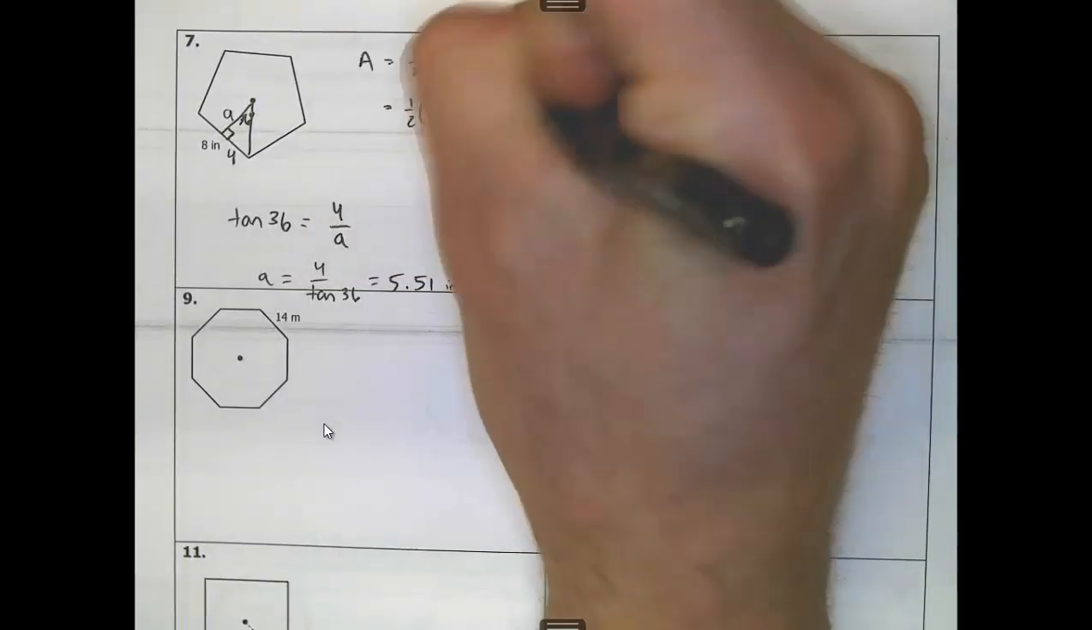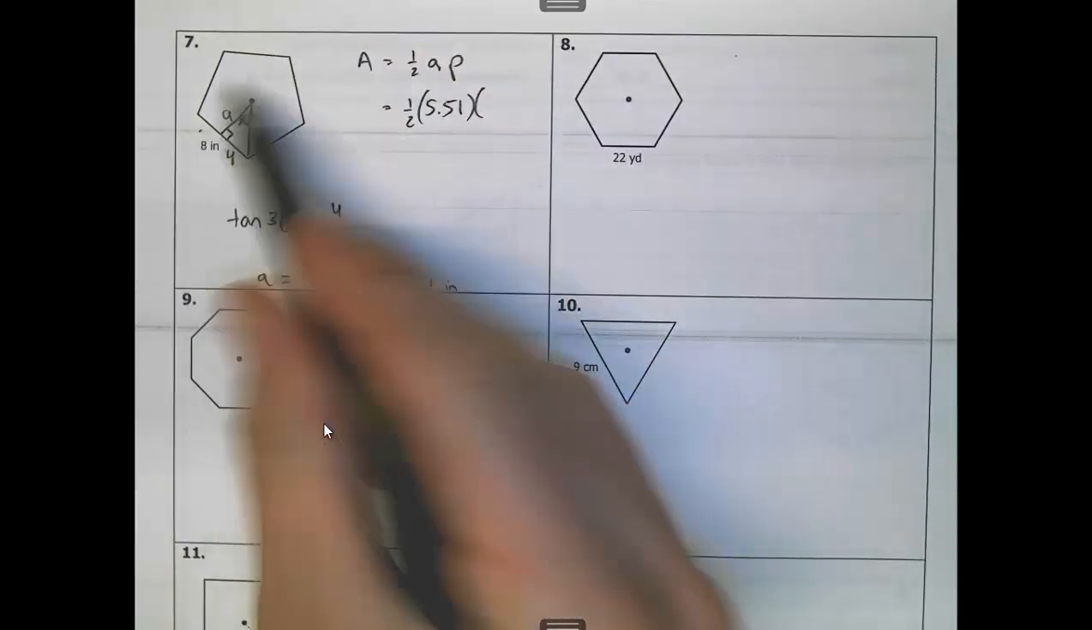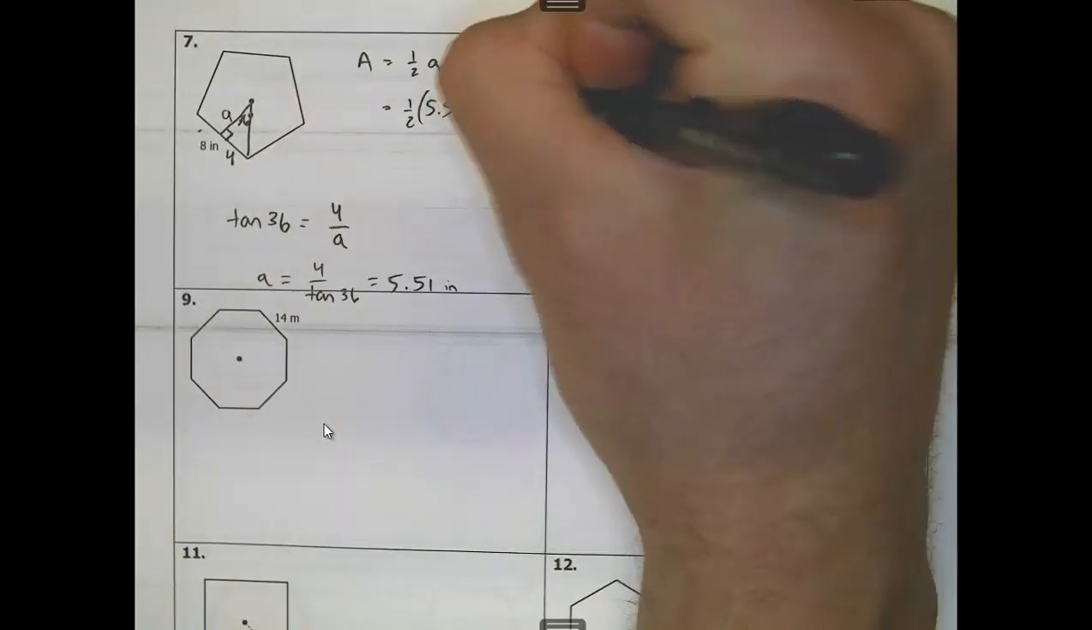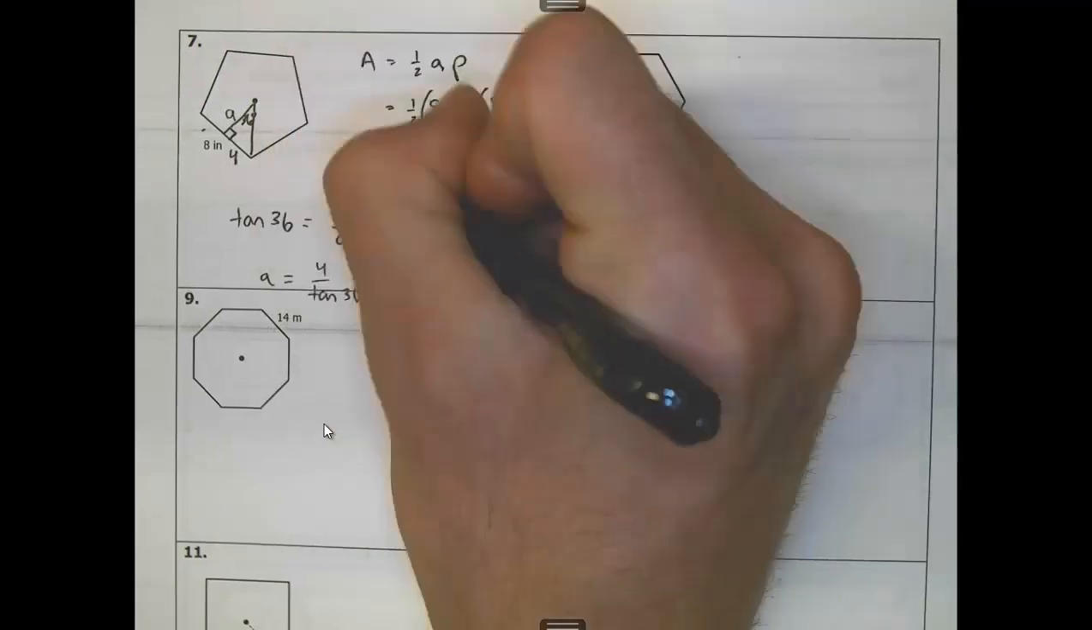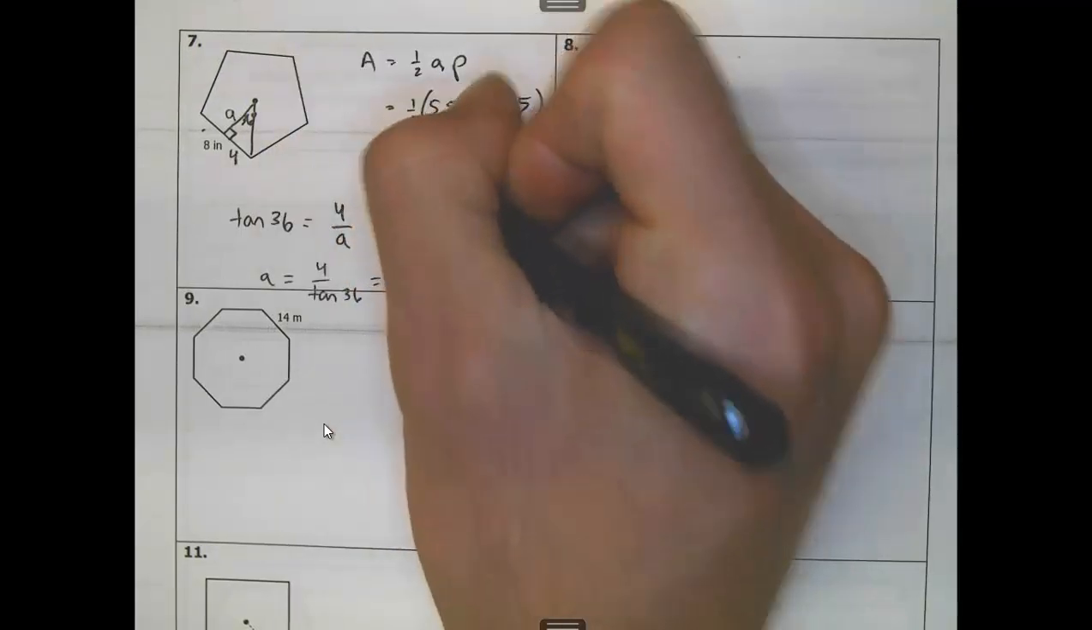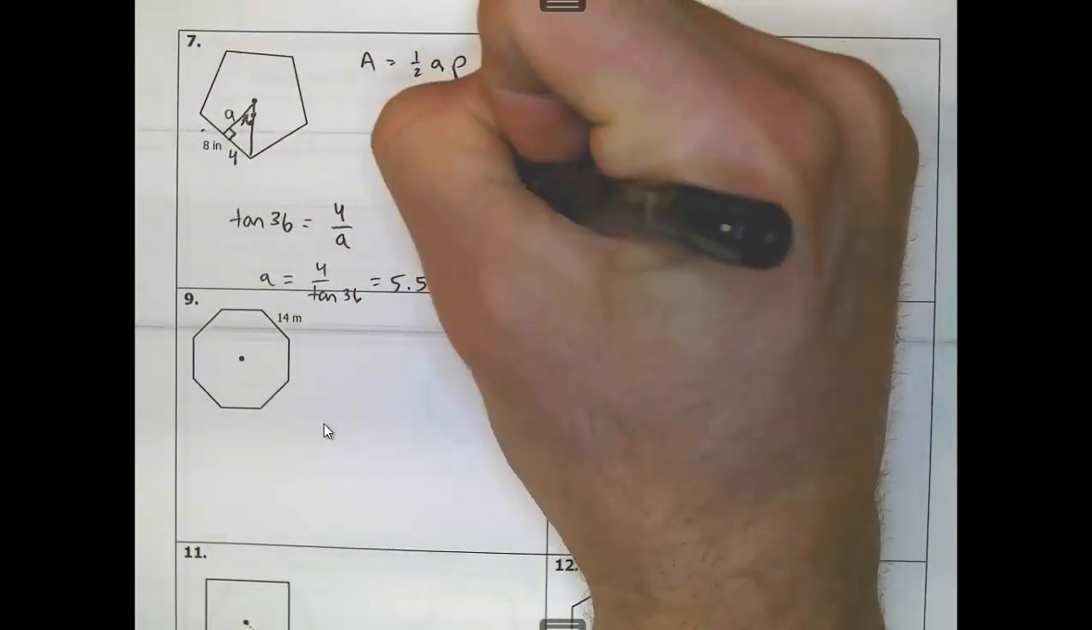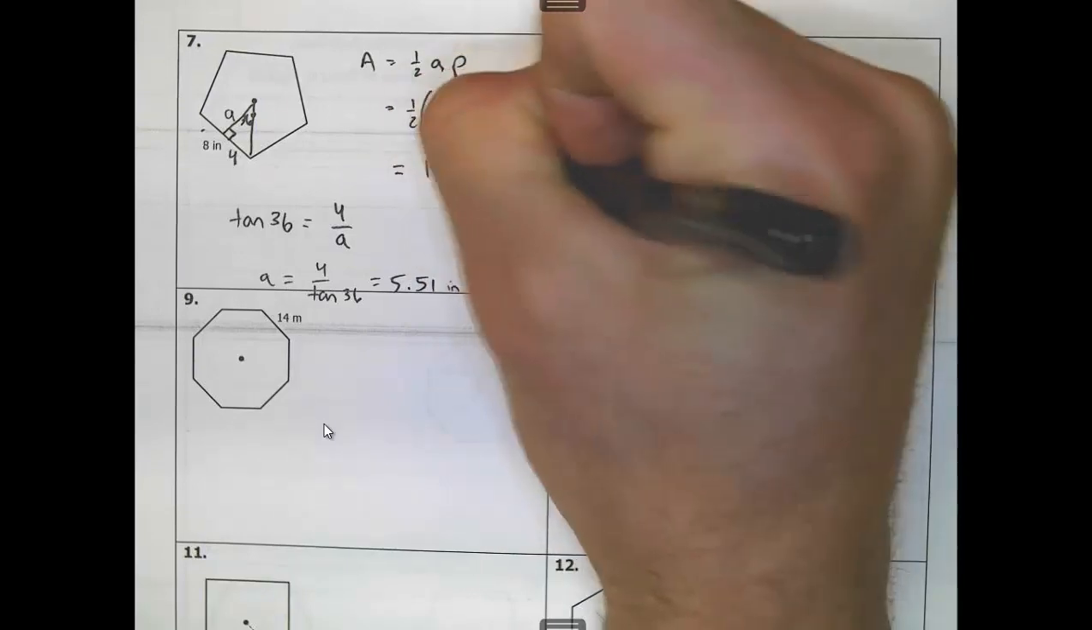Alright, and then I need the perimeter, so the perimeter is just 8 times 5. Alright, and that gives you your answer of 110.2, and that's square inches.